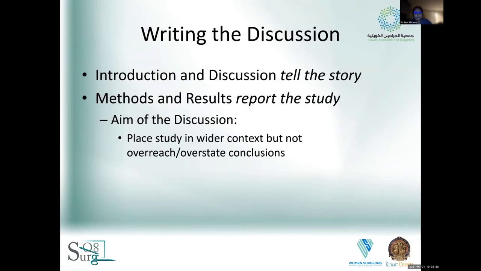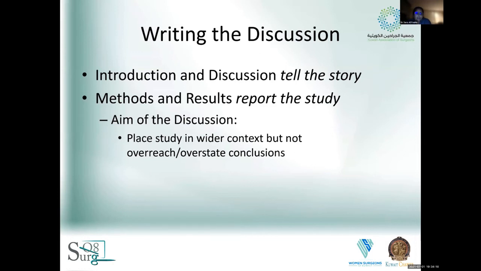Then it's writing the discussion, which I think most people, from what I've seen, seem to struggle with the most, because it doesn't have as much of a defined format. So the way I would say you should think about it is change how you think about it. Again, introduction and discussion, you are telling the story. So they go together. If you're not sure how to frame your discussion, refer back to your introduction. And then methods and results, just report your study.